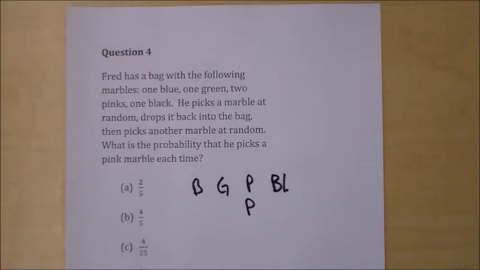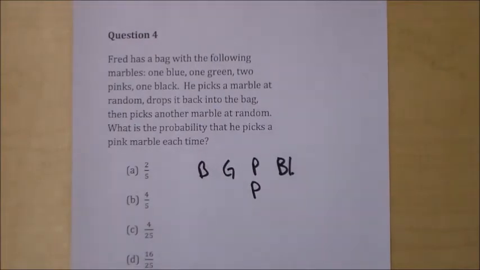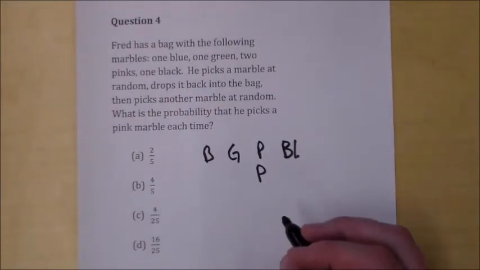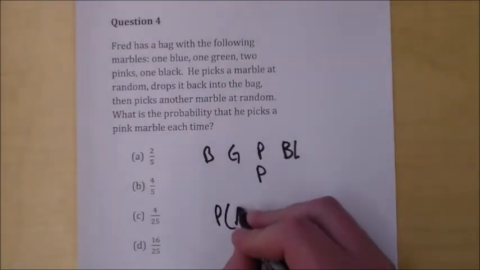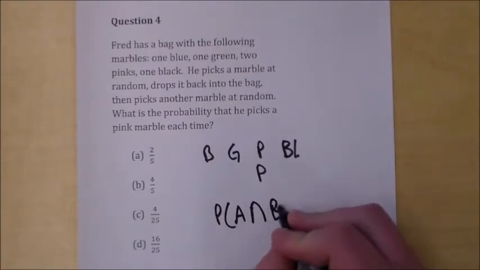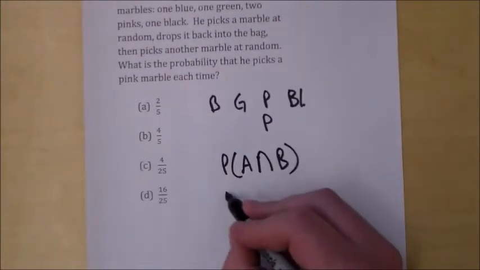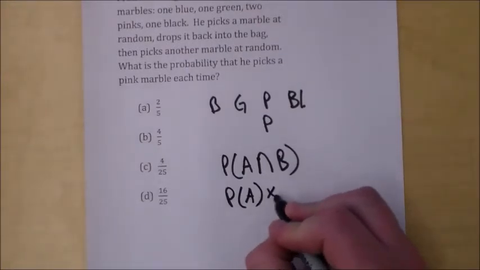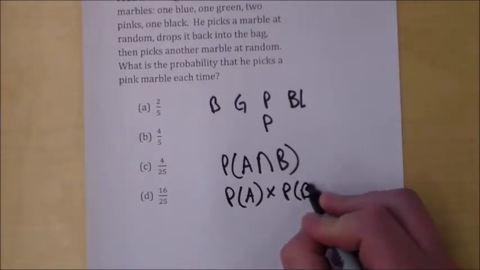Okay, well this is pretty simple. We're going to have joint probability, right? So we're going to multiply them together because we have one event and then another event, and we want to find out the likelihood of both events happening. So that is our classic probability of A and B, which is the probability of A times the probability of B.